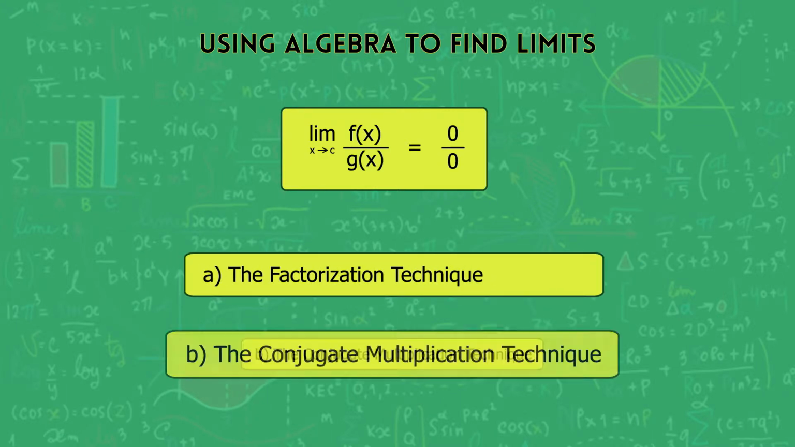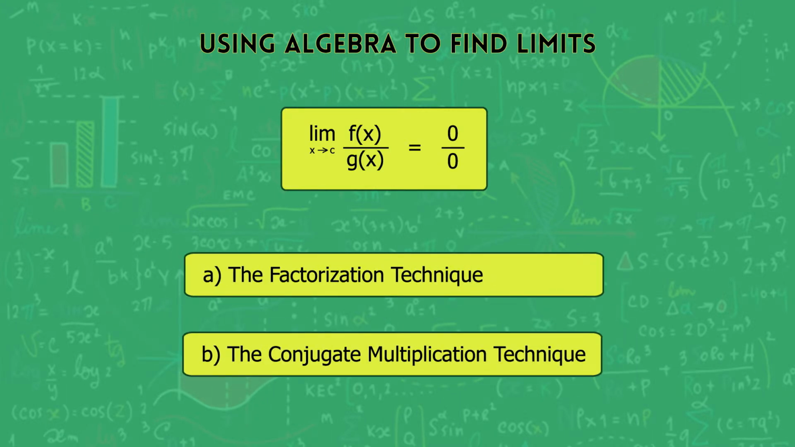Then we will evaluate the limit using factorization, or multiplication with a conjugate. The factorization technique is a method that factorizes the numerator or the denominator of the function, and then takes the limit of the simplified function. The conjugate multiplication technique is used when a radical appears in the function.